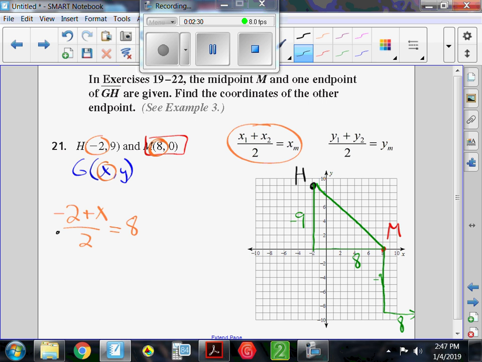So we're going to solve by multiplying by 2. Because we're multiplying and dividing by the same number, those are inverses and they cancel out. They become a 1. If I multiply by 2 and divide by 2, I'm really multiplying by 1. So I get 1 times -2 plus x, which is -2 plus x. On the right-hand side, I get 16. And so adding 2 to both sides, I'll get x equals 18. Let's see if we did that correctly. -2 plus x divided by 2 is 8. 2 times 8 is 16. Add 2 to that and we get 18.